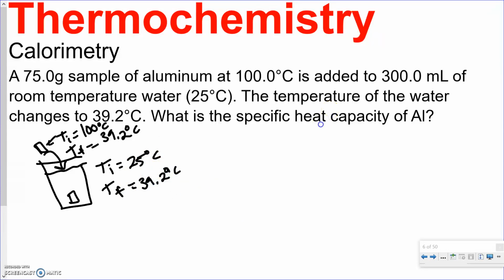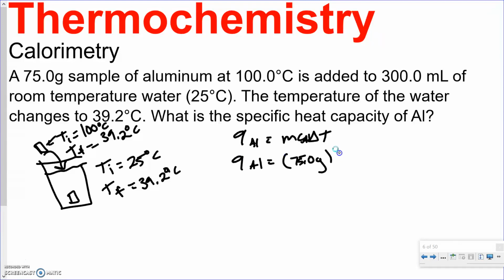Okay, so we are looking for the specific heat capacity of aluminum. So Q of aluminum equals mcΔT. Okay, and the c is also of aluminum. So we have the energy of aluminum is going to be equal to the mass of aluminum times the specific heat capacity times the change in temperature. So we don't know Q of aluminum yet. We know the mass of aluminum is 75.0 grams.